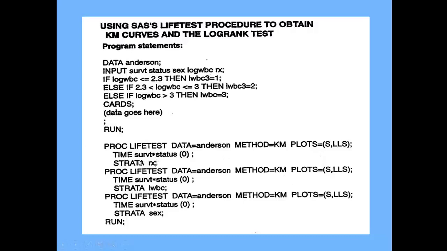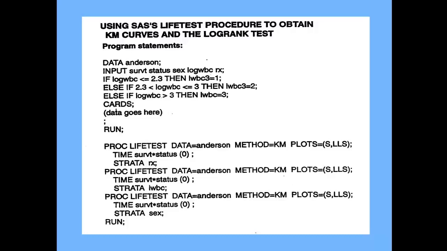Time survt star status(0). What's being done here? What are you doing in that statement? You're telling the program, which is proc lifetest, what the time variable is, right? And you're telling the program what this other variable is. Status. That's whether somebody failed or was censored, right? You have to tell both those things, because if you just tell survival time, you have to know whether somebody failed or was censored.